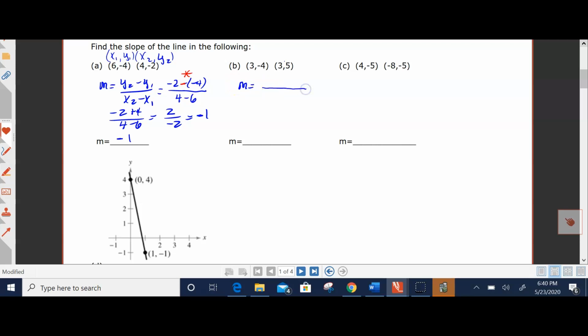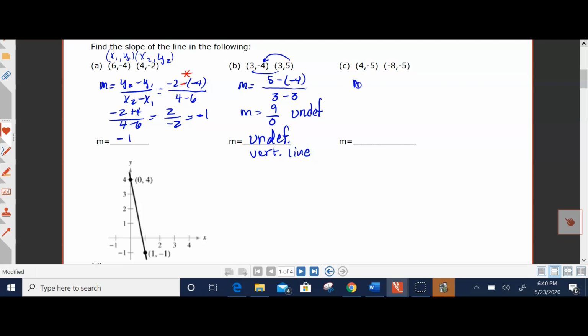Setting this one up, I would have 5 minus a negative 4, and then 3 minus 3. Well, 5 minus a negative 4 will be 5 plus 4, which is 9, and 3 minus 3 is 0. We have a problem. Division by 0 is undefined. So this slope is undefined. Undefined slope tells me I have a vertical line.